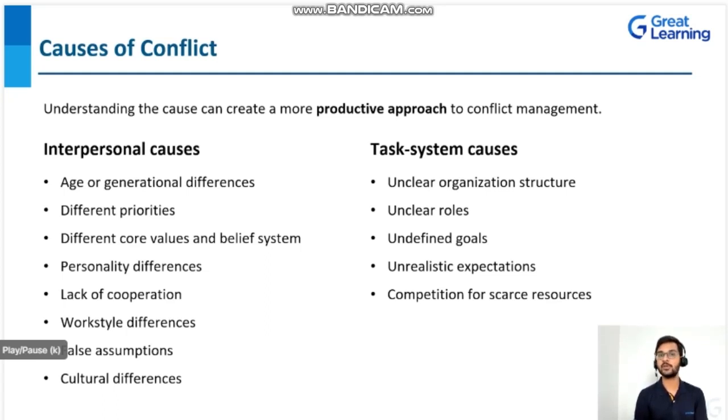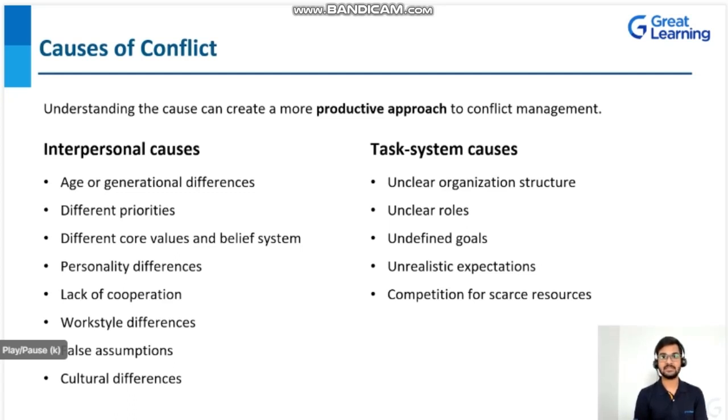Let's say you are a very people oriented person and I am a very task oriented person. If we come on the same platform, there can be issues because of that. Then different core values and belief systems can also be a cause, as can differences between the personalities of the people involved. Let's say you are doing a project and different kinds of people are there. Because they have different belief systems, different core values, different interests, there can be some conflict. Lack of cooperation: some people work best alone. They do not know how to work with a team. That can also be one of the interpersonal causes for conflict.